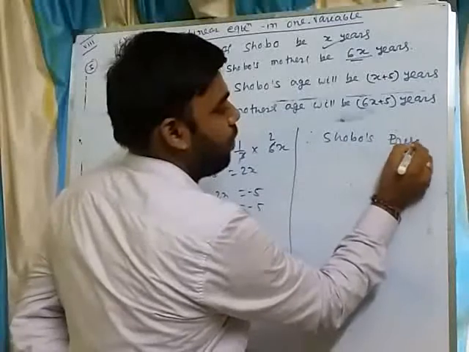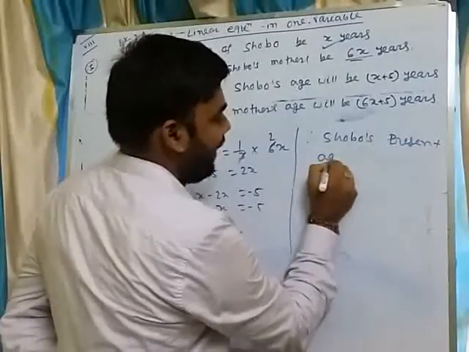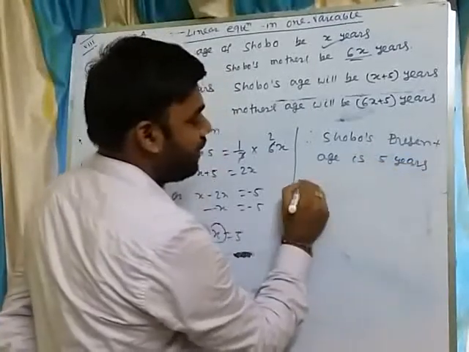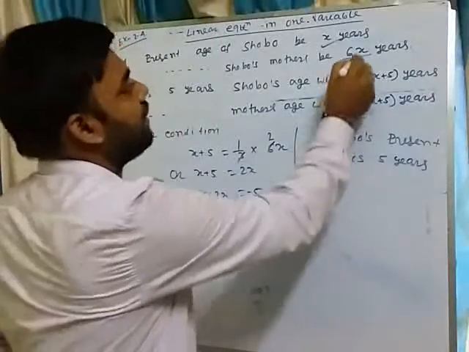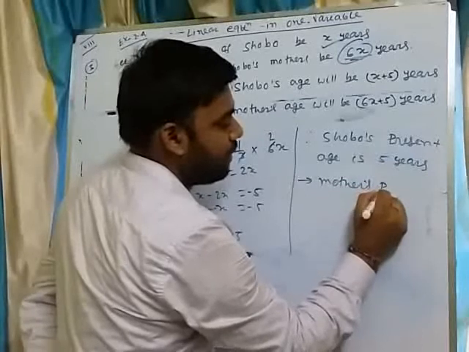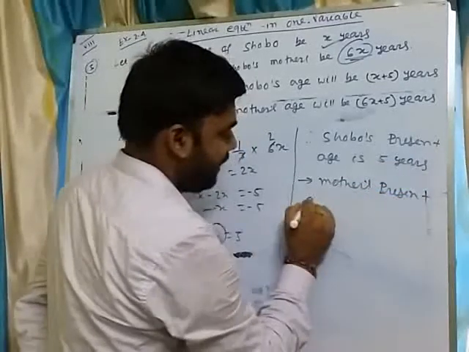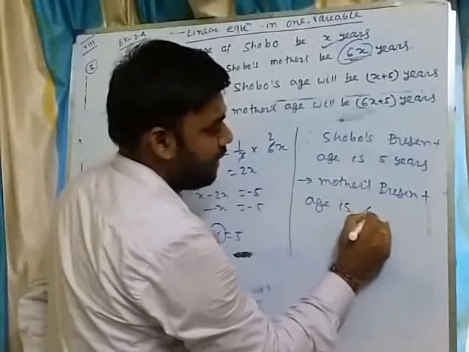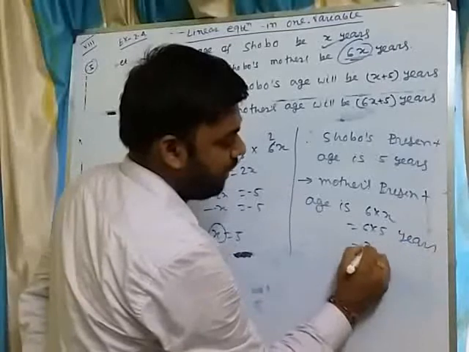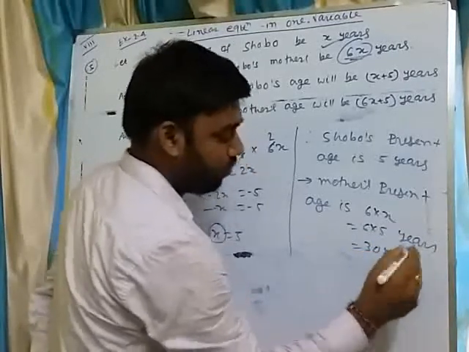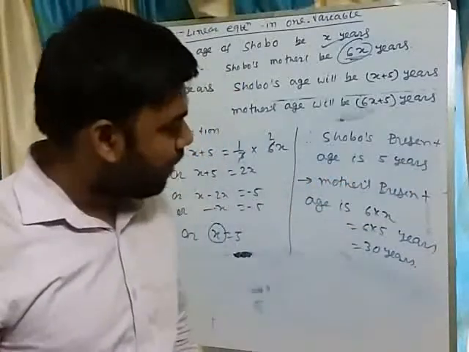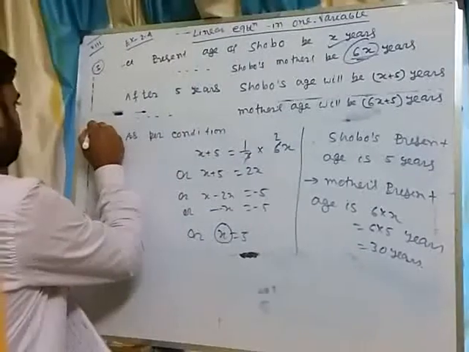So the answer: Sobo's present age is 5 years. And what is her mother's age? Her mother's age is 6x. That is, mother's present age is 6 into x, that is 6 into 5 years, 30 years. So we get our answer: Sobo's present age is 5 years and her mother's age is 30 years.